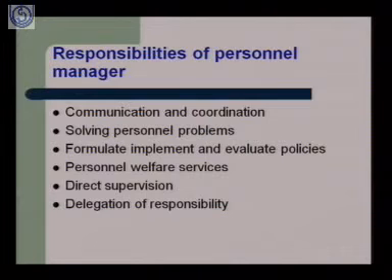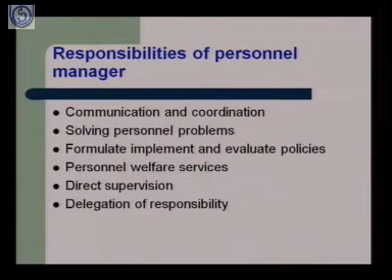The responsibilities of the personal manager are communication and coordination. They maintain the communication, keep the coordination and solve personal problems, because he or she is from the staff only, and they are well aware of the practical problems of the staff. They try to present that problem in front of the manager and try to solve it. Then they formulate, implement and evaluate policies along with the head of the department.